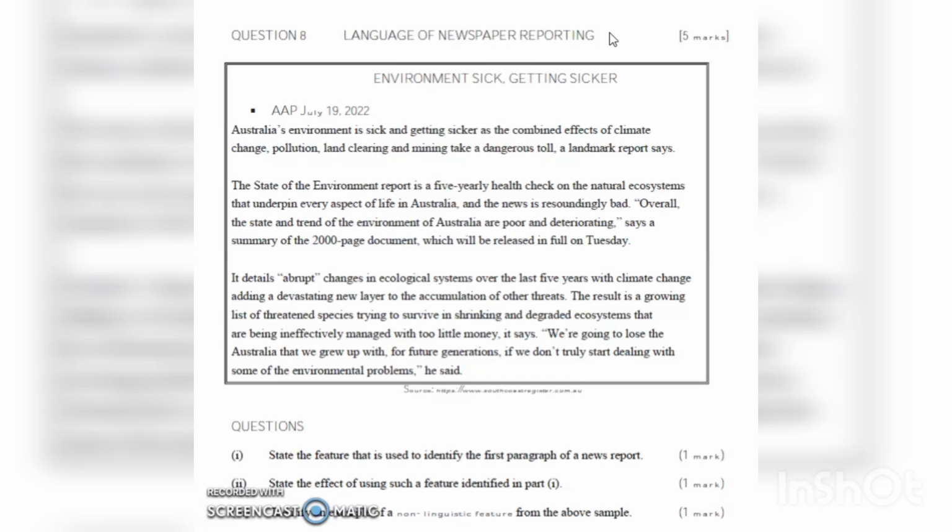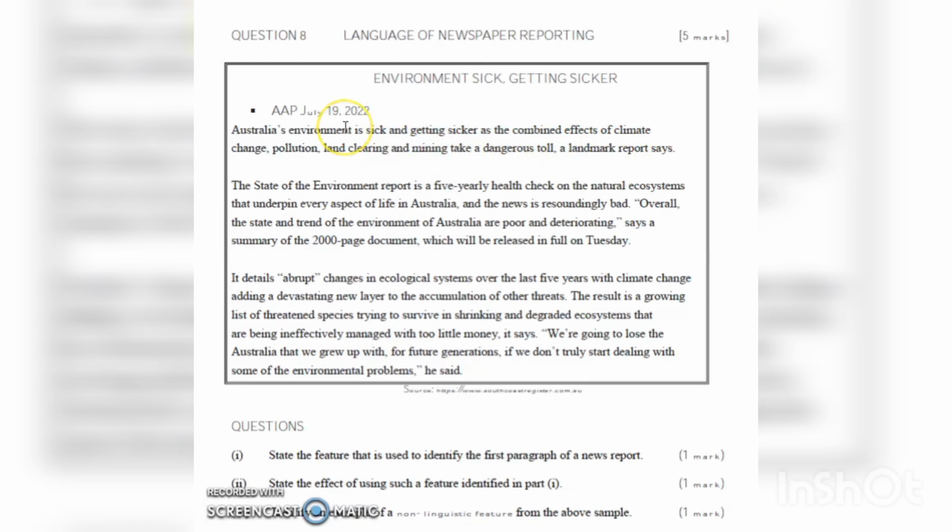So we have looked at language of business, language of science, and now we are on to language of newspaper reporting. So the whole section is out of 10 marks with 4 questions. Each question has 5 marks. Okay, language of newspaper reporting, environment sick, getting sicker. AAP, July 19th, 2022. Australia's environment is sick and getting sicker as the combined effects of climate change, pollution, land clearing, and mining take a dangerous toll, a landmark report.